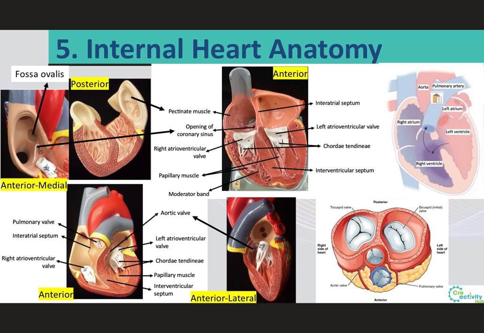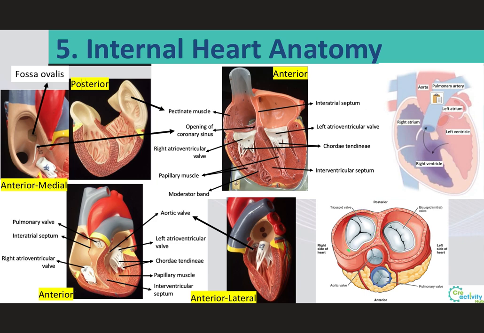Now, the right atrioventricular valve can also be called the tricuspid, and the left atrioventricular valve can also be called the bicuspid valve. And this just means that the tricuspid has 3 cusps or flaps, as we can see from this image, and the bicuspid has 2 cusps. In addition, the bicuspid valve can also be called the mitral valve.